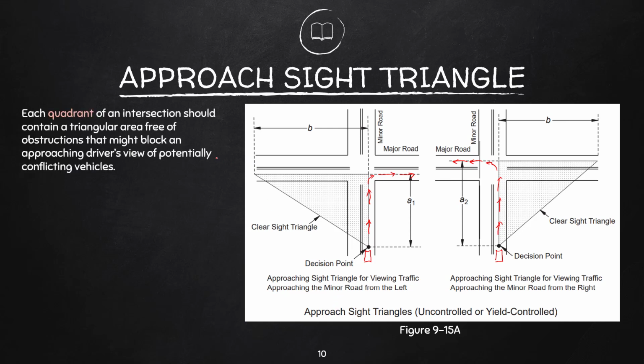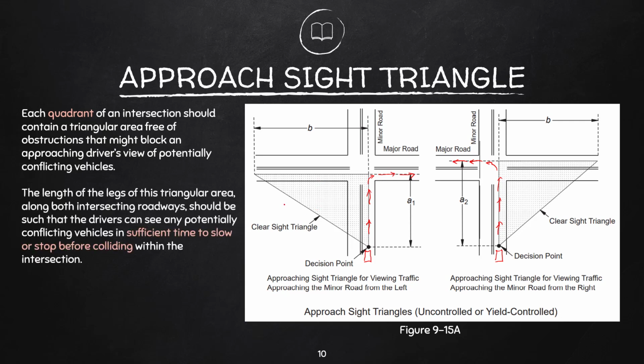Each quadrant of an intersection should contain a triangular area free of obstruction that might block an approaching driver's view of potentially conflicting vehicles. So similar to the x and y axis, we have your intersection here and we divide it into quadrants. So this is 1, 2, 3, 4 quadrants. So all of these quadrants should be provided with an appropriate approach sight triangles or sight triangles in general.